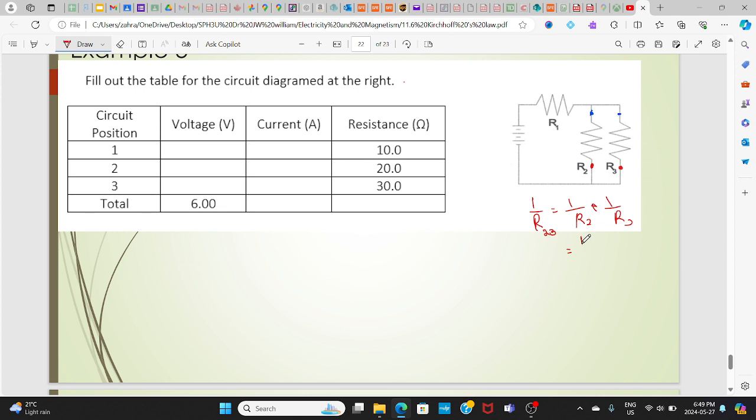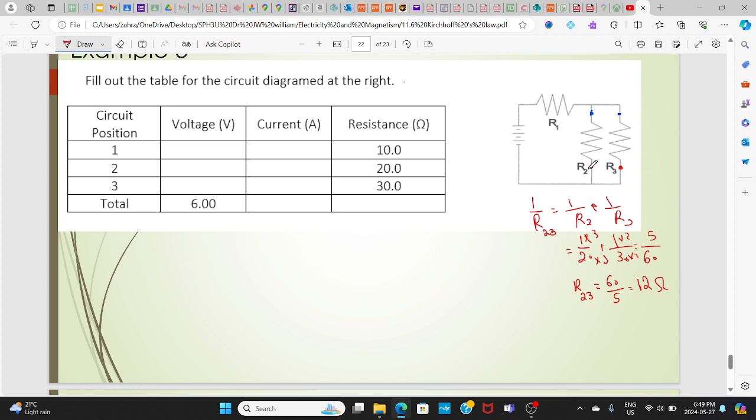So here is R2. R2 is 20. R3 is 30. So the common denominator is going to be 60. This multiplied by 3, this multiplied by 2. It's going to be 5 over 60. So I need to flip it to find R23, right? It's going to be 60 over 5. It's going to be 12 ohms.